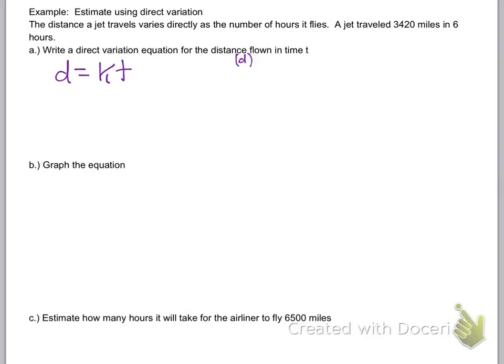That's not the equation, guys. That is the generic form of it. We need to solve for K. What should I do now? Plug in 6 hours for T. And the distance is 3,420.